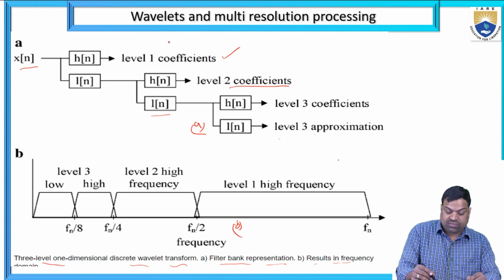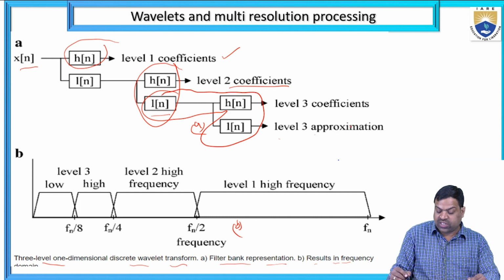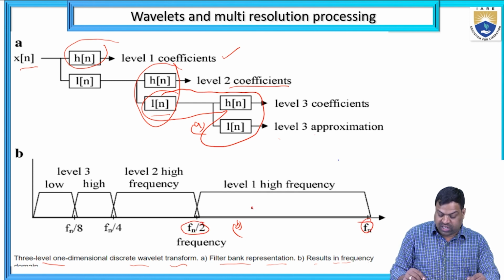At the first level, only h[n] is there. At the second level, h[n] and l[n] are there. At the third level, l[n], h[n] and l[n]. So it is a level 3 approximation. In the frequency levels, how can we divide these 3 levels? In level 1, it is the high frequency, that is Fn to Fn by 2. That is level 1.